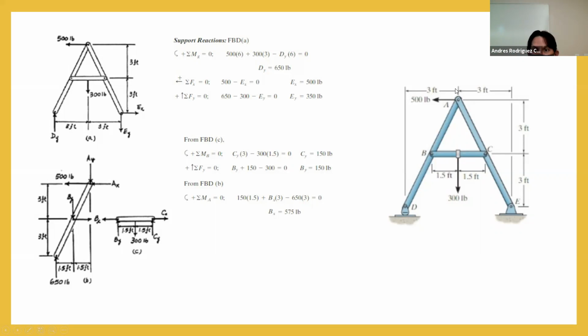So first, doing summation of moments in A, we are going to be able to obtain that we have 150, that is the one that we already obtained in B, in this direction, positive. We are going to have the BX that is going to be working in this direction, multiplied by 1.5, that is the distance that we already have. Sorry, by 3, that is the distance that we already have. And we are going to have this reaction here, that is the one that we already obtained at the beginning, that is the reaction in D for the vertical direction. Solving these values, we are going to be able to obtain BX.